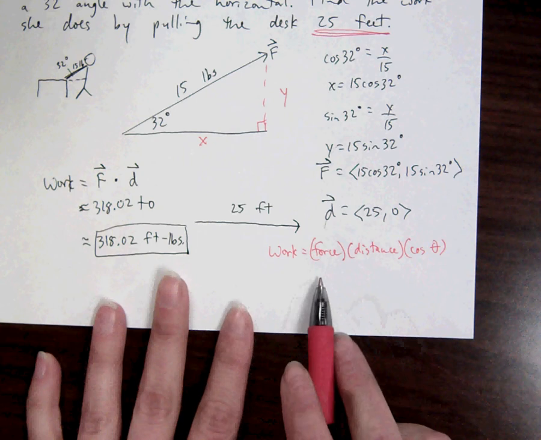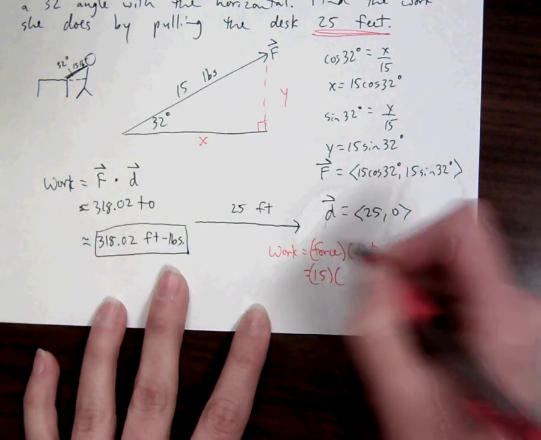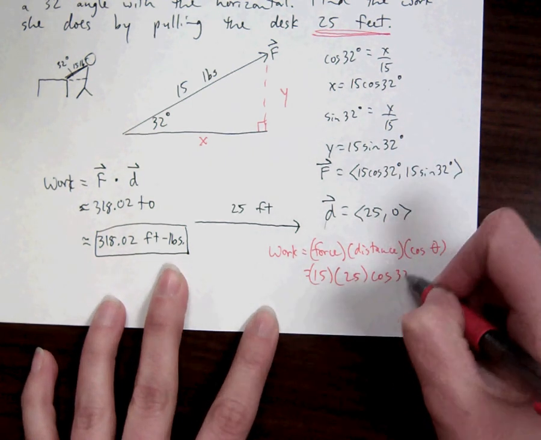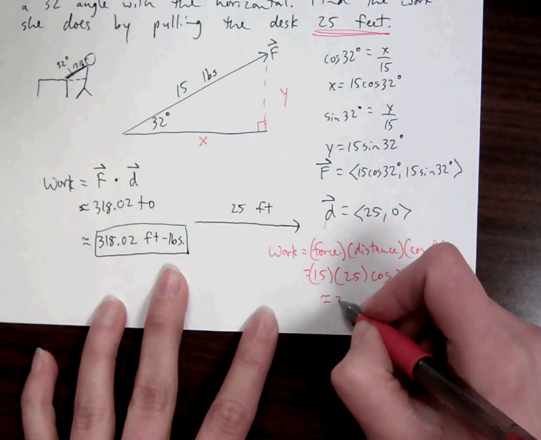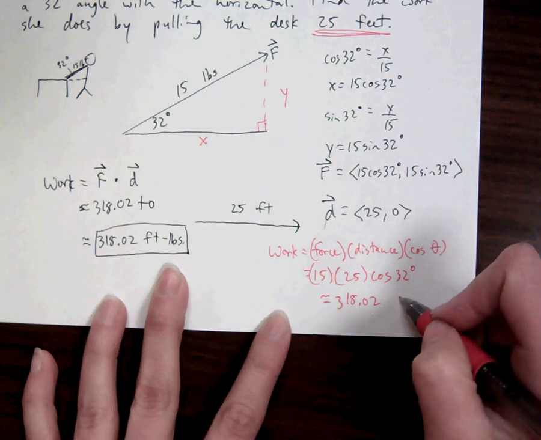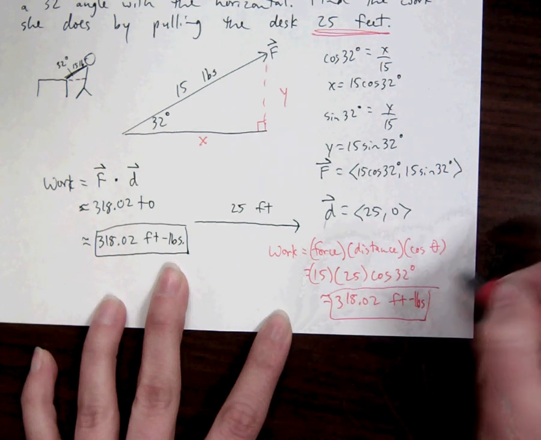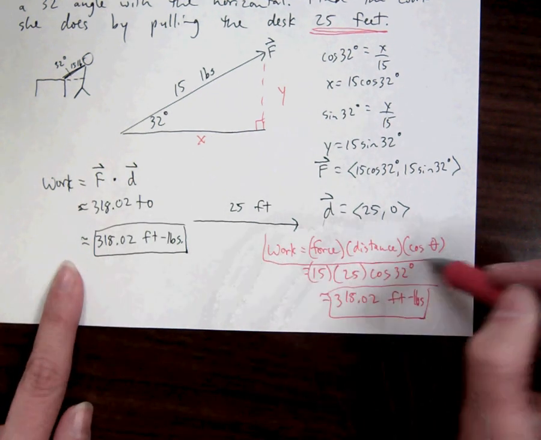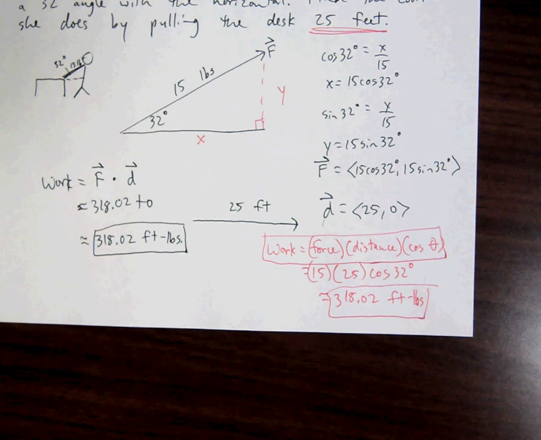And again, if you go through that in here, the force magnitude that was given was 15. The distance that was given was 25. And then the cosine of the angle was 32. If I type that all in the calculator, it's the same stuff I typed in before. I get 318.02, and it makes sense. There's the feet, there's the pounds, foot-pounds. So either the dot product of the two vectors or this formula. One or the other.